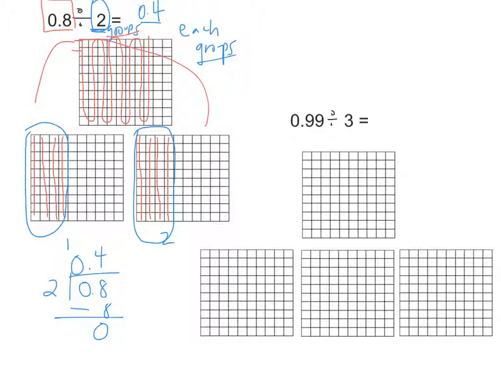Now let's look at 99 hundredths divided by 3. So once again, I'm going to model 99 hundredths, and I know that means 99 squares, or 9 rows and 9 squares.